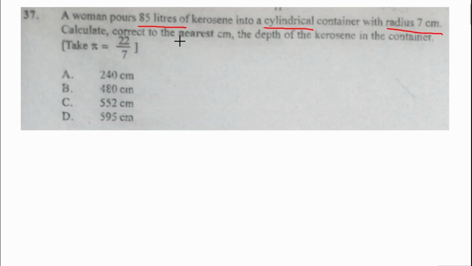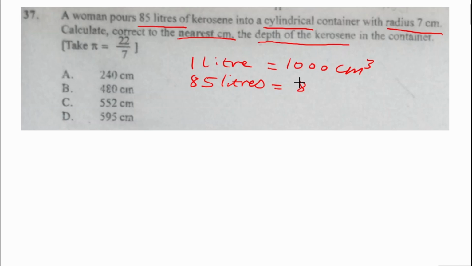Here we are to calculate to the nearest centimeter, meaning the nearest whole number, the depth of the kerosene in the container. Since the radius is in centimeters and the volume or capacity is in liters, it will be very important for us to get both of them in the same unit. I think it will be easier to change the liters to cubic centimeters. So 1 liter equals 1,000 cubic centimeters. That means 85 liters will be equal to 85,000 cubic centimeters, right? We are just multiplying.